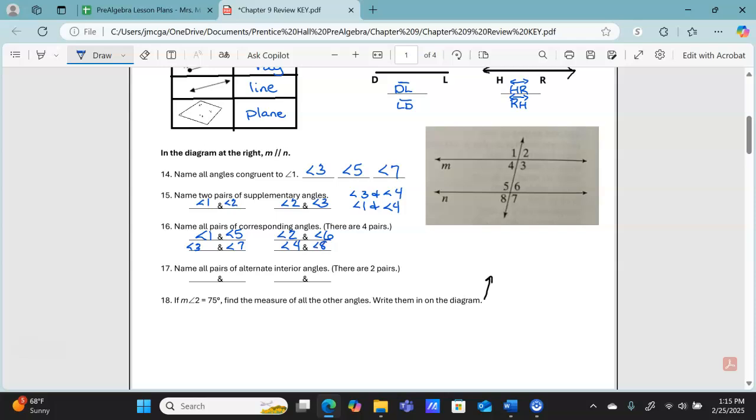Name the pairs of alternate interiors. That would be 4 and 6. Alternate interior, they are interior or between these two lines, and they are on alternate sides. And then 3 and 5 are the other pair.